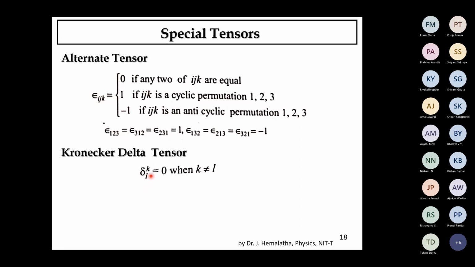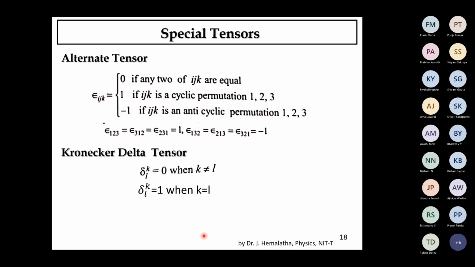It is even correct if you write L and K as suffixes or both in upper case. Anyway, you can write it. Delta LK is equal to 0 when L and K are not equal, and the function is equal to 1 when K is L. So if K and L are the same, it is 1. If K and L are different values, then the function will have 0 value. This is called the delta tensor.